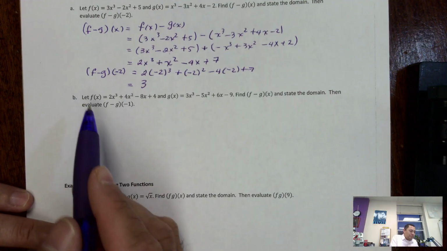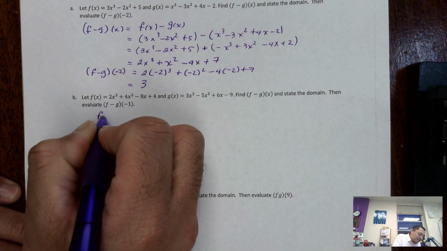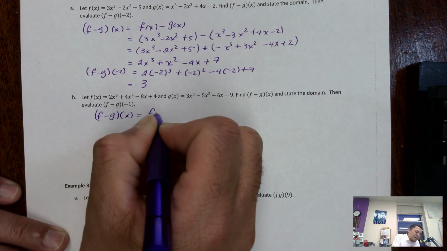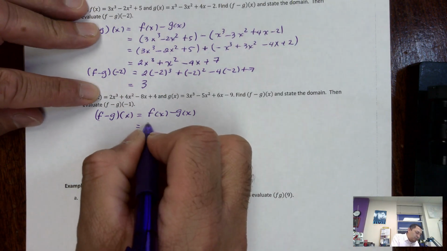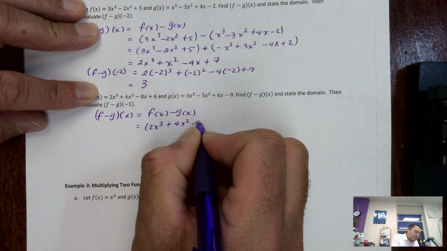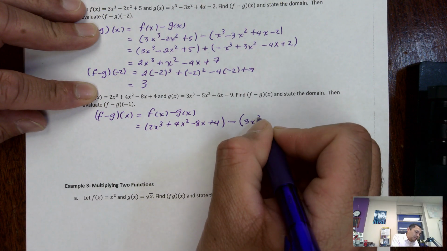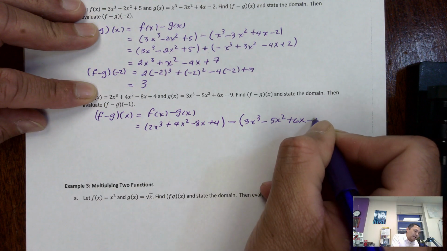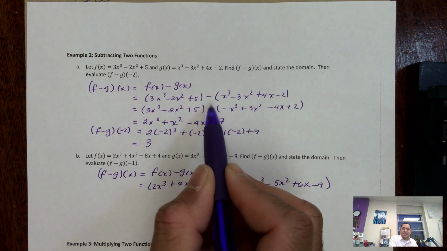Now let's do B. For B, we have the same. F minus G of X is equal to F of X minus G of X. So it's equal to 2x cubed plus 4x squared minus 8x plus 4 minus 3x cubed minus 5x squared plus 6x minus 9. Now we're going to perform the operation. I don't need to do this sign change.